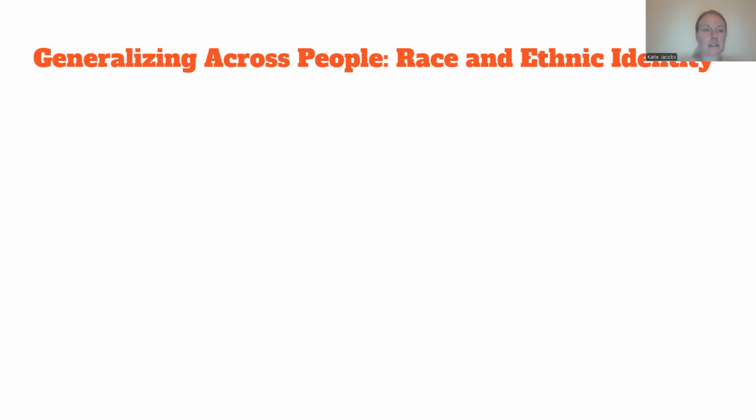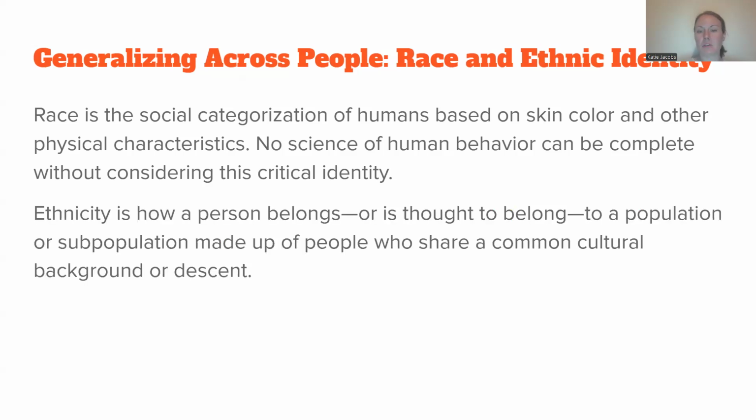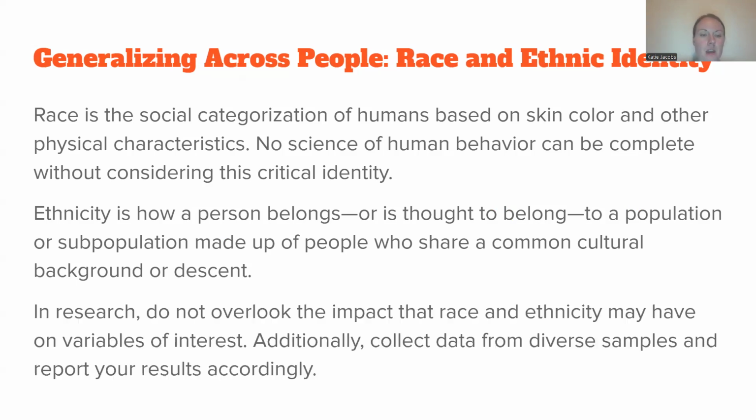Generalizing across people: race and ethnicity. Race is the social categorization of humans based on skin color and other physical attributes. No science of human behavior can be complete without considering this critical identity. Ethnicity is how a person belongs or is thought to belong to a population or subpopulation made up of people who share a common cultural background or descent. In research, do not overlook the impact that race and ethnicity may have on variables of interest. Additionally, collect data from diverse samples and report your results accordingly.